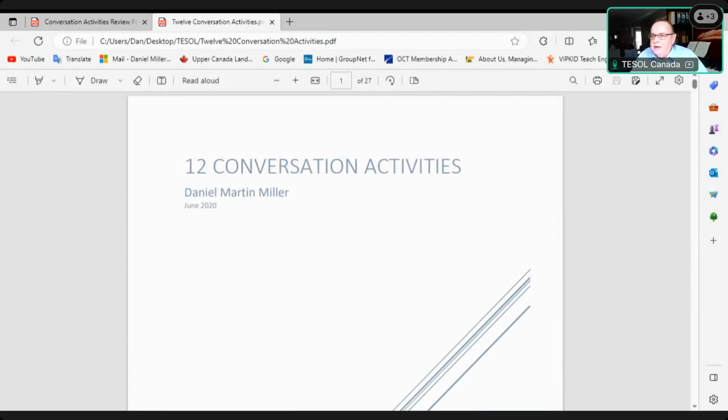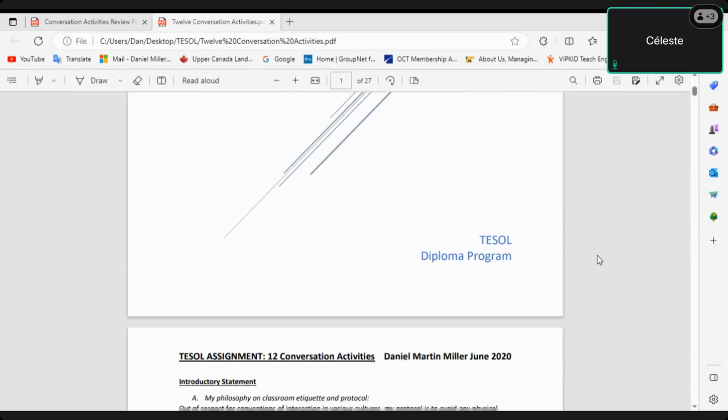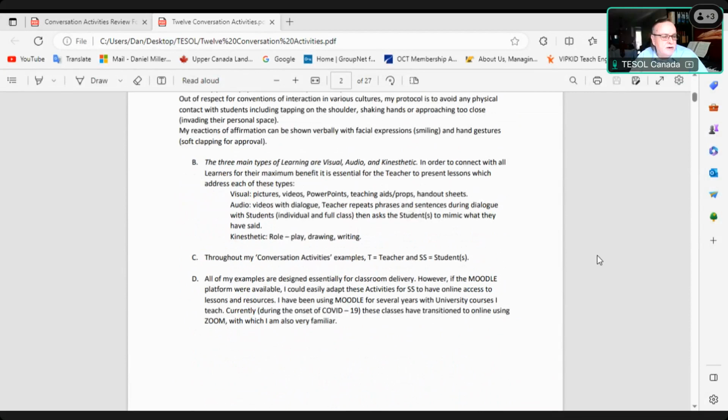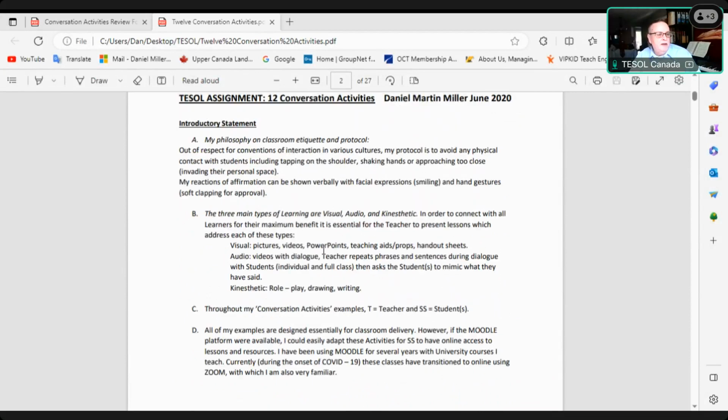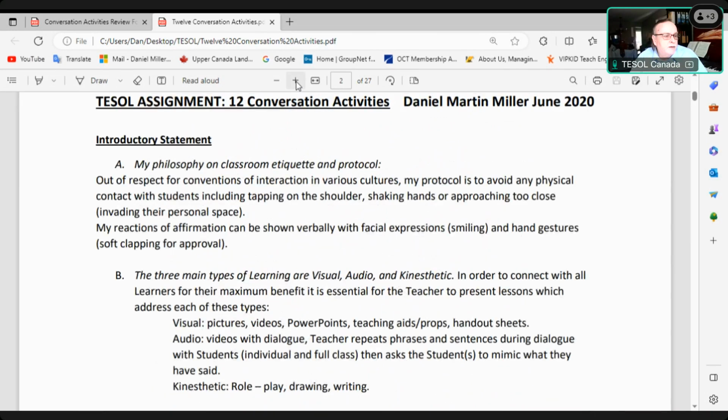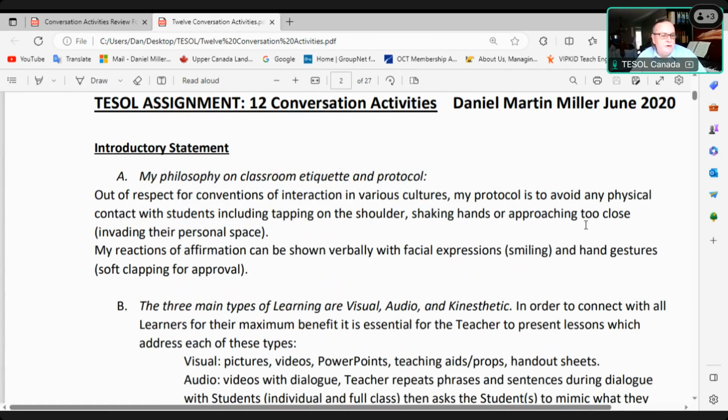Are you able to see my 12 conversation activities? Yes. Okay. So my first conversation activity, now the very first thing I always do, I have this introductory statement, this page. Let me just expand this. I'll make it bigger so you can read it. I just always include an introductory page like this. I think it helps the people when they're reading through my document. You don't have to include something like this. That's just the way I put together an assignment.